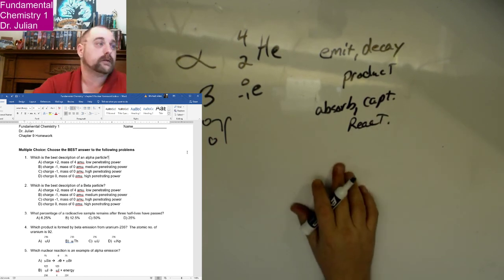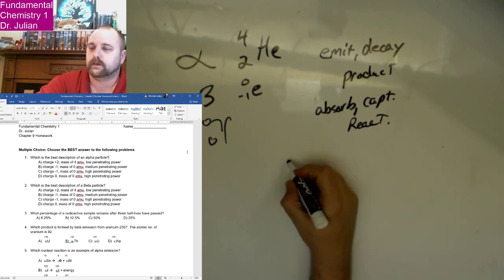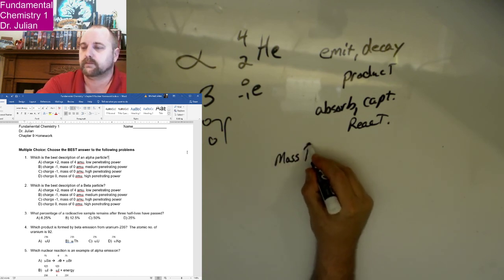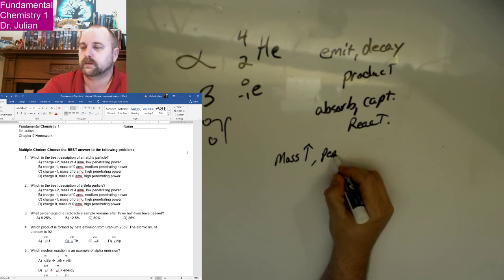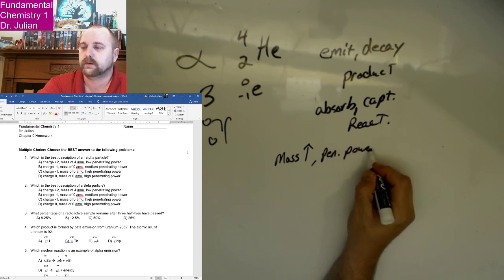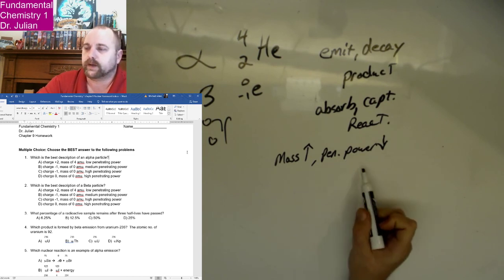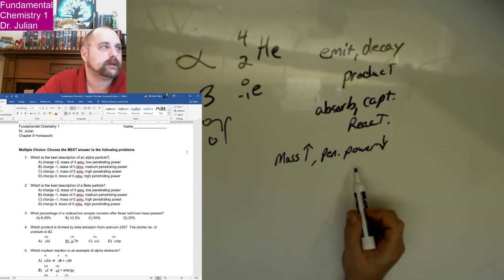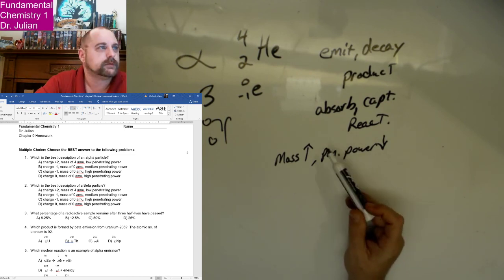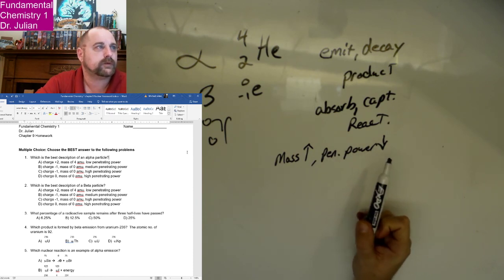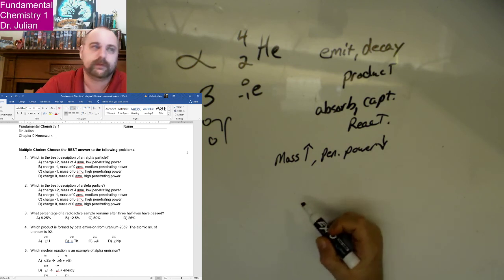All right. There's my C. Okay. Mass goes up, penetrating power goes down. So bigger mass, less penetrating power. All right. So alpha particles, huge mass. So charge 2, mass 4. That's the only option there. Low penetrating power. That's A.